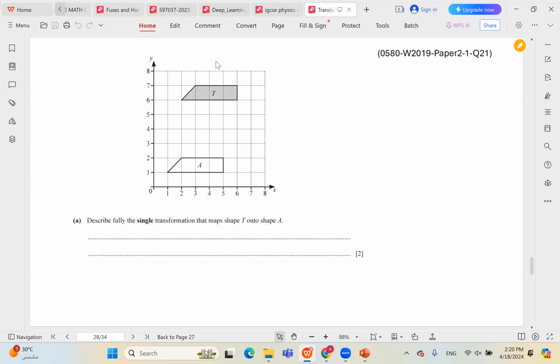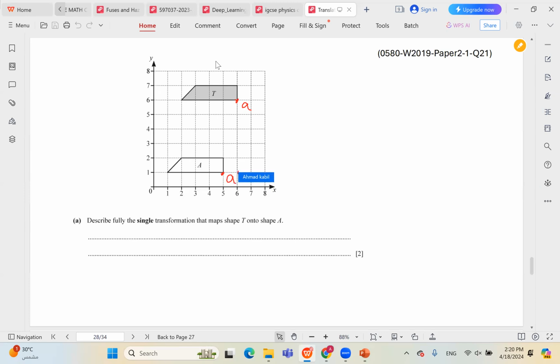Let's try this one more time. Again, first we look at the drawing. We see that no rotation occurred or reflection or enlargement. It's just a moving of the shape. It's a translation of the shape. We're going from T onto A. So I'm going to take one point in T. Let's call this A small, for example. And the corresponding point on A would be A dash.